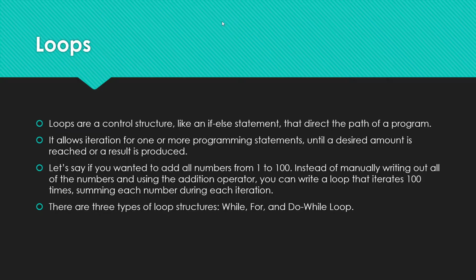So loops are a control structure, like the if-else statement that we've gone over in, I think, episode 4 or 5. And they pretty much direct the path of a program, right? Remember, when we have if this condition, then do this. Otherwise, do something else, okay?